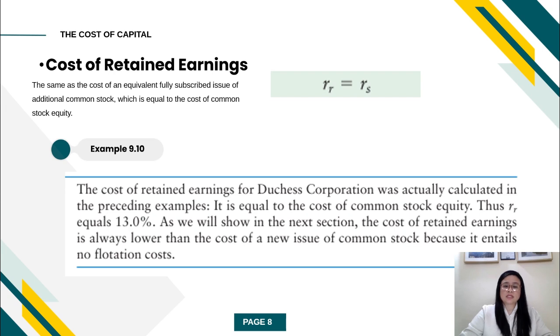It is very straightforward. As you can see here, RR is equal to RS. It implies that the required rate of return on retained earnings is equal to the required return on the company's stock, which is RS. In this example, the Duchess Corporation calculated the same. It is 13.0%.